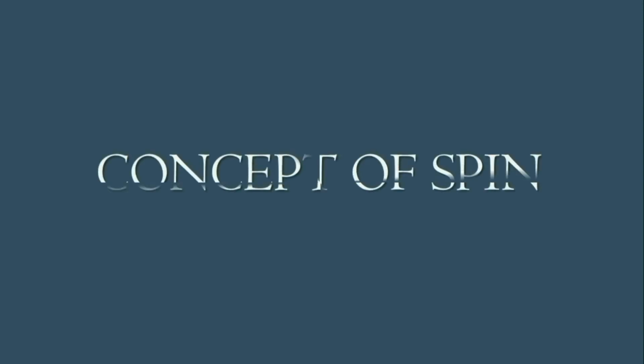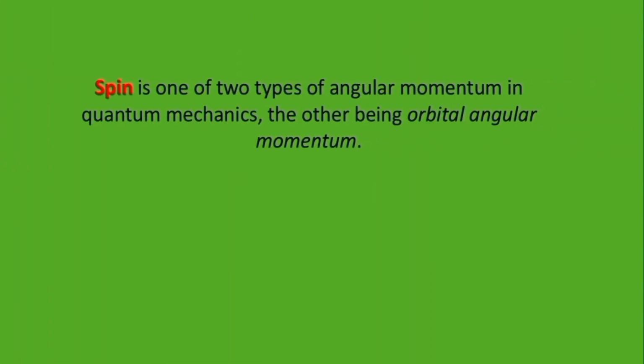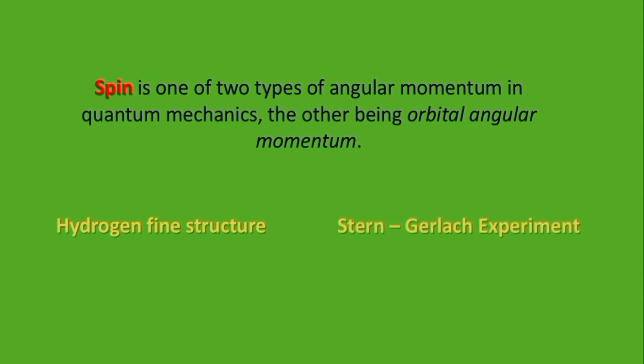Now, I'm going to explain the concept of electron spin. Spin is one of two types of angular momentum in quantum mechanics, the other being orbital angular momentum. Experimental evidence like hydrogen fine structure and the Stern-Gerlach experiment suggests that an electron has an intrinsic angular momentum independent of its orbital angular momentum. Now I will explain spin angular momentum and spin quantum number.